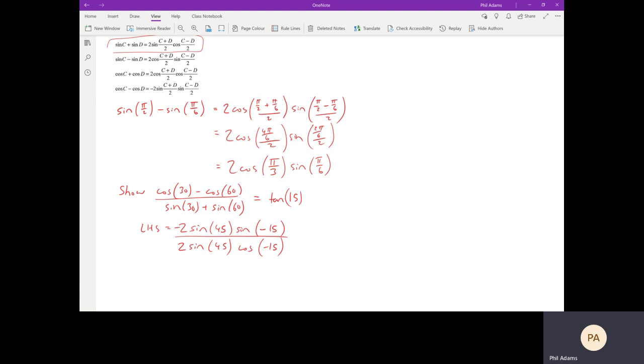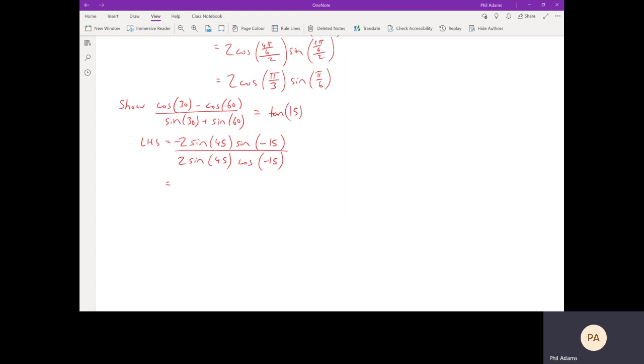So things to be aware of is that we can now simplify that, because remember, we're trying to show this equals tan 15. Now we can cancel out the 2's and the sine 45's. So they'll cancel out. Boom, boom. So we end up with negative sine negative 15 over cosine negative 15. So a couple of things. I mean, that does not look like tan, but think about your trig graphs.